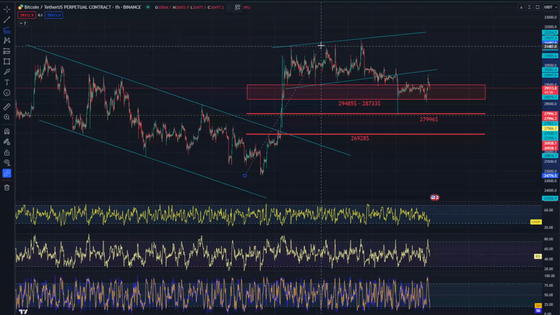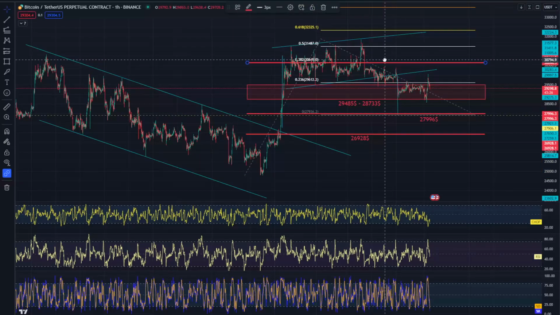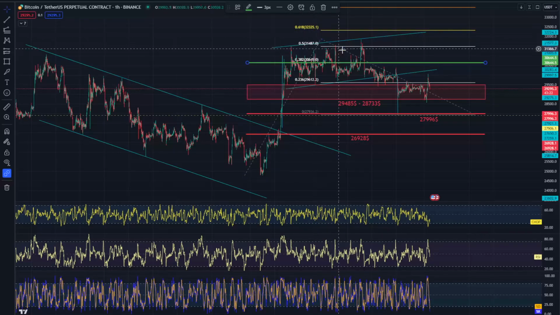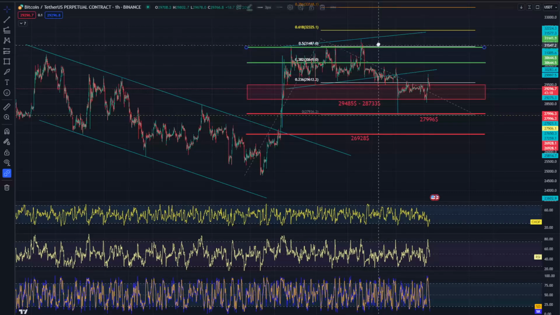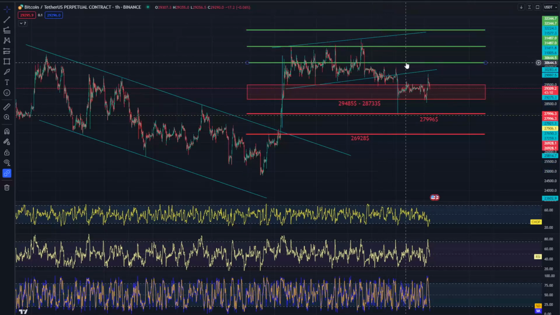Looking the other way, in a similar way, using the trend-based fib extension tool, we can determine the places of resistance. First, the price has to break the resistance at $30,644. Then we have a second resistance at $31,487. And then a third, very strong resistance at $32,344.